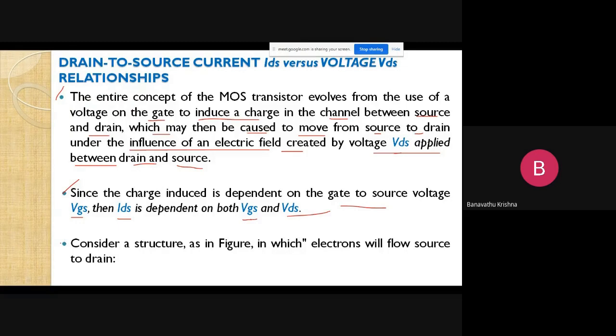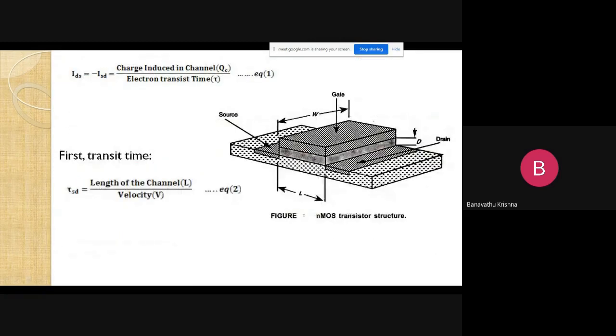Next point. Consider a structure, shown in the figure, in which electrons will flow from source to drain. Here in this figure we consider an NMOS transistor. This is the top side view, three-dimensional, of the NMOS transistor structure. Let us observe here. This is the source region, and this is the drain region. This is the gate region, and this is the substrate.